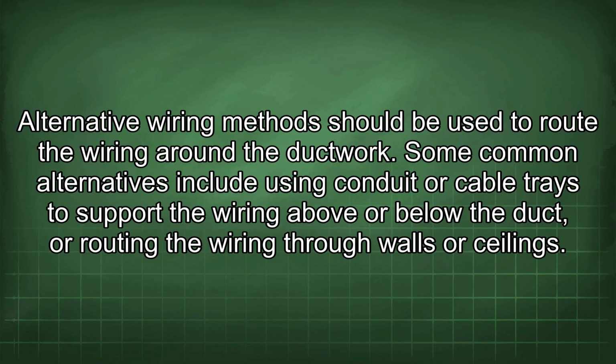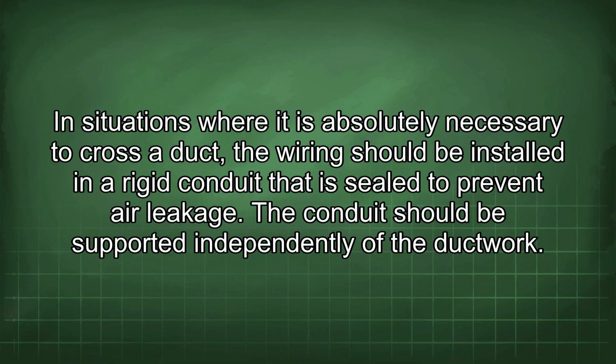Some common alternatives include using conduit or cable trays to support the wiring above or below the duct, or routing the wiring through walls or ceilings. In situations where it is absolutely necessary to cross the duct, the wiring should be installed in a rigid conduit that is sealed to prevent air leakage. The conduit should be supported independently of the ductwork.